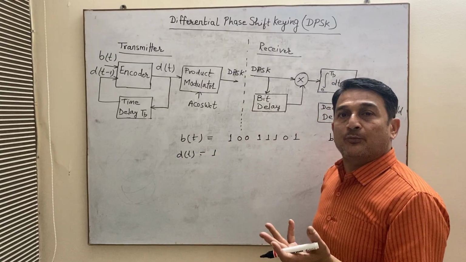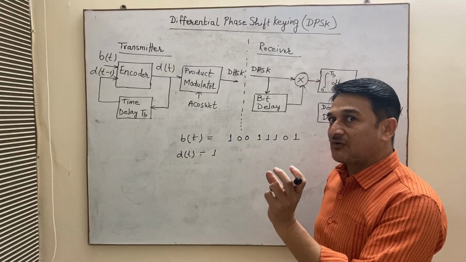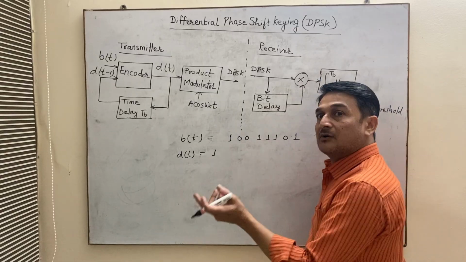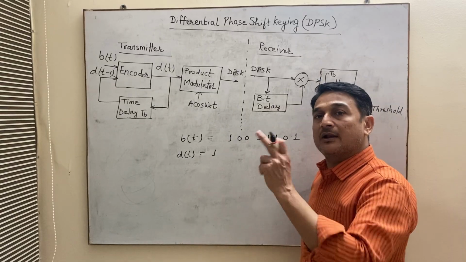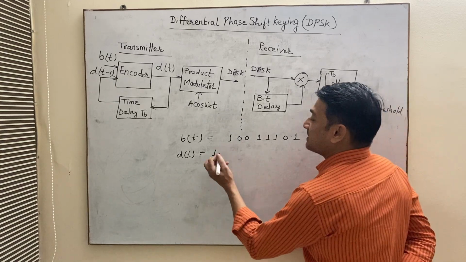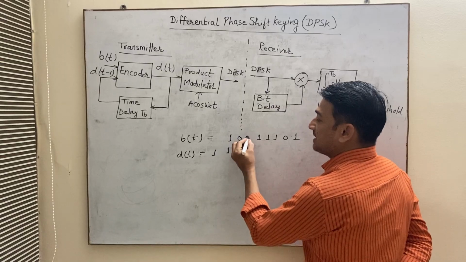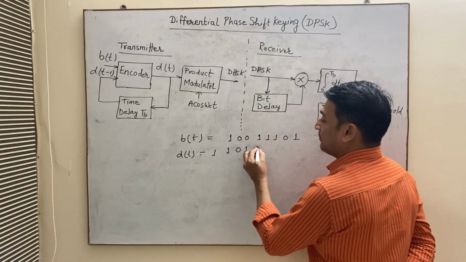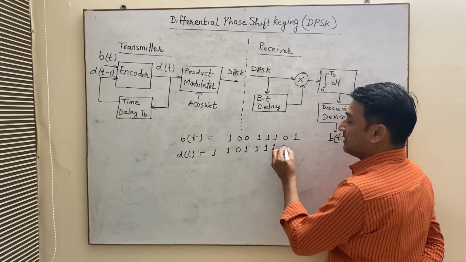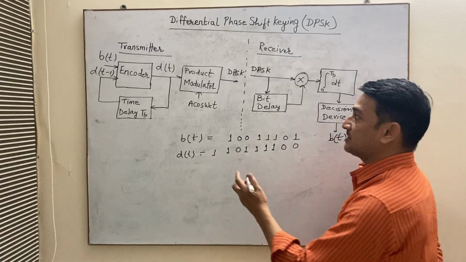Now what is the output of XNOR? If the bits are the same, that is if the inputs are 1 1 or 0 0, the output will be 1, and if one input is 0 and the other input is 1, then the output would be 0. So same bits give 1, different bits give 0. Same bit 1, same bit 1, same bit 1, same bit 1, different bit 0, different bit 0. This is the bit sequence.